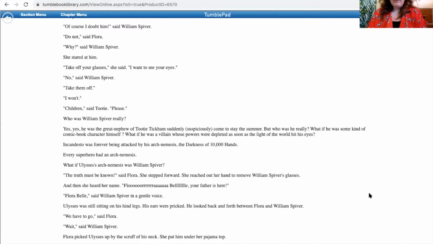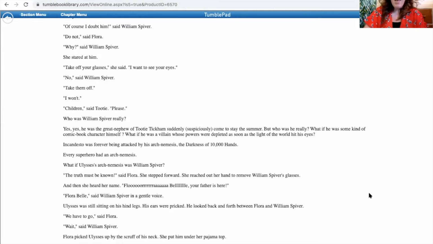Who was William Spiver really? Yes, he was the great nephew of Tootie Tickum, suddenly, suspiciously, come to stay the summer. But who was he really? What if he was some kind of comic book character himself? What if he was a villain whose powers were depleted as soon as the light of the world hit his eyes? Incandesto was forever being attacked by his arch nemesis, the Darkness of 10,000 Hands. Every superhero had an arch nemesis. What if Ulysses' arch nemesis was William Spiver? "The truth must be known," said Flora. She stepped forward. She reached out her hand to remove William Spiver's glasses, and then she heard her name.